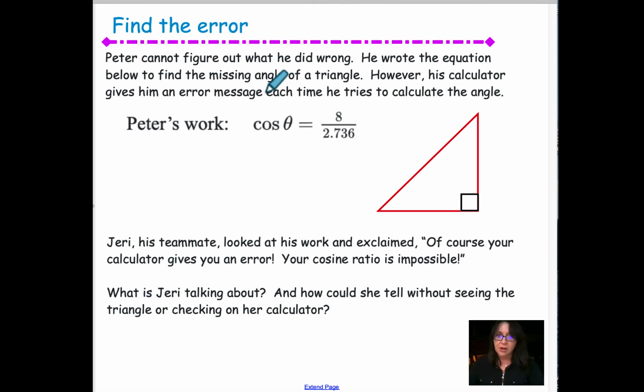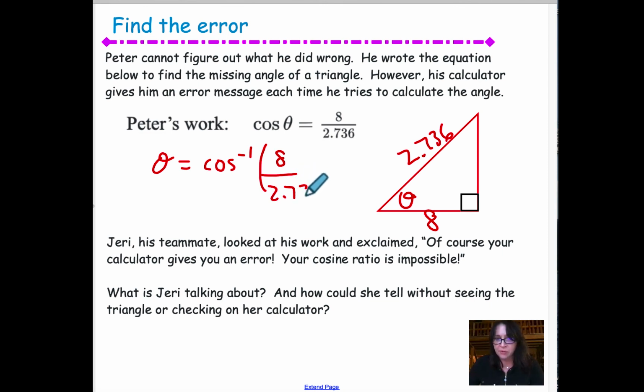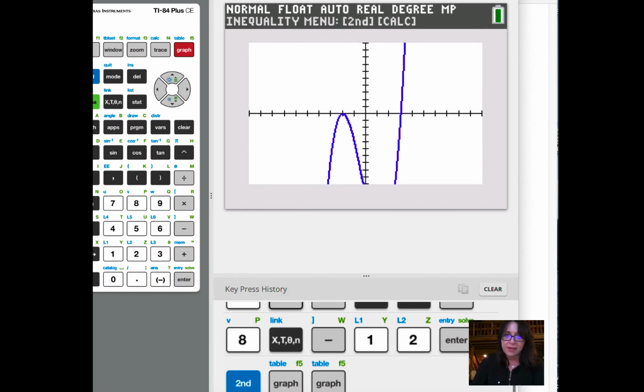And for this problem here, you would need to find the error. So they're talking about Pete made a mistake somewhere. There's theta, and cosine is adjacent over hypotenuse, which is 2.736. And apparently, when you use cosine of theta and you go 8 over 2.736, because, right, to find theta, you're going to go theta equals arc cosine of 8 over 2.736.